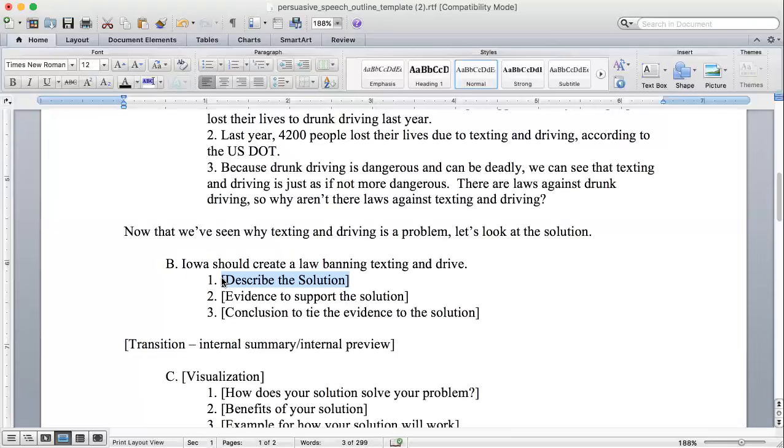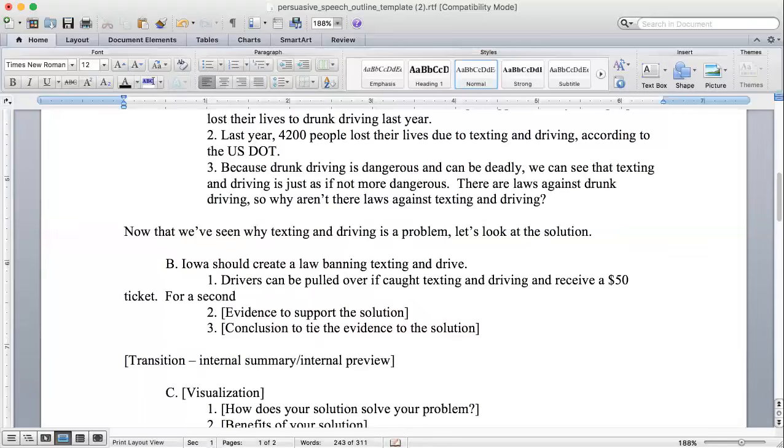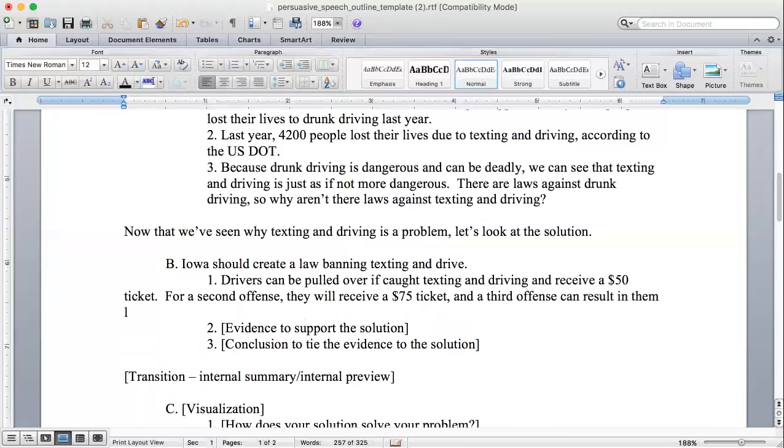And so we're going to say something like drivers can be pulled over if caught texting and driving and receive a $50 ticket. For a second offense, they will receive, say, a $75 ticket, and a third offense can result in them losing their, well, I would say, a suspended license.